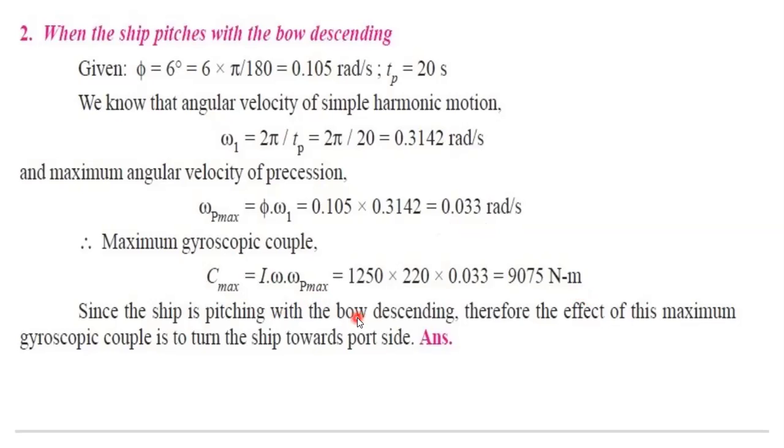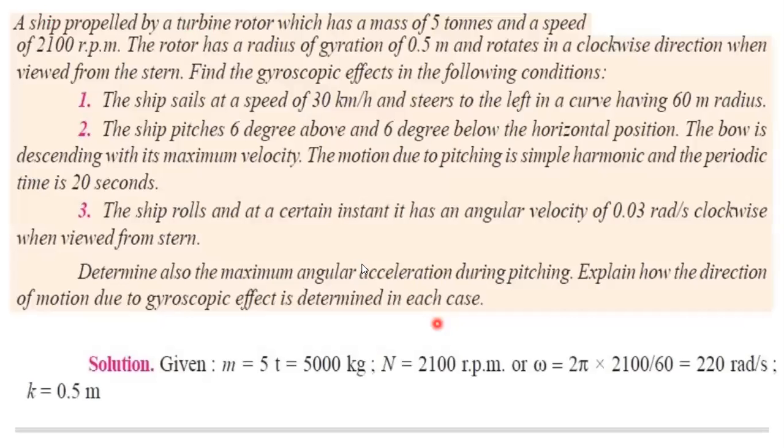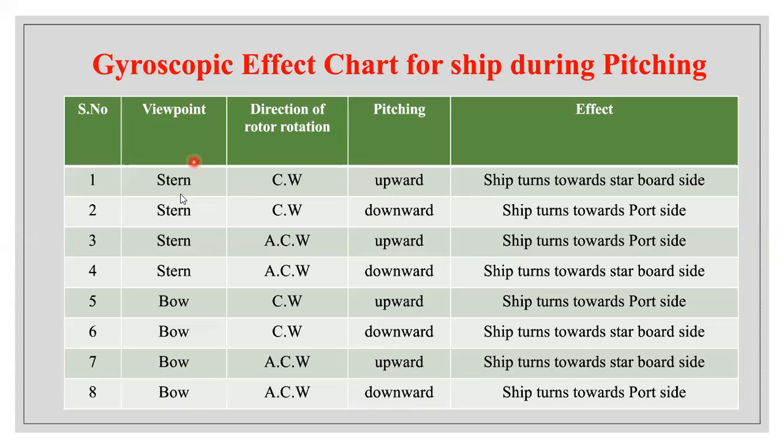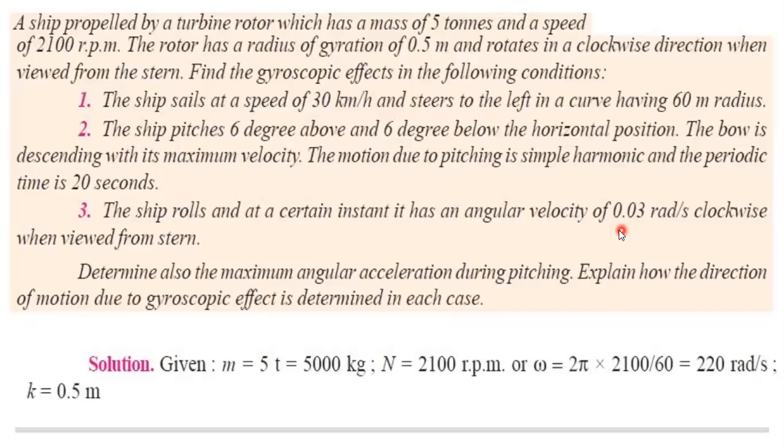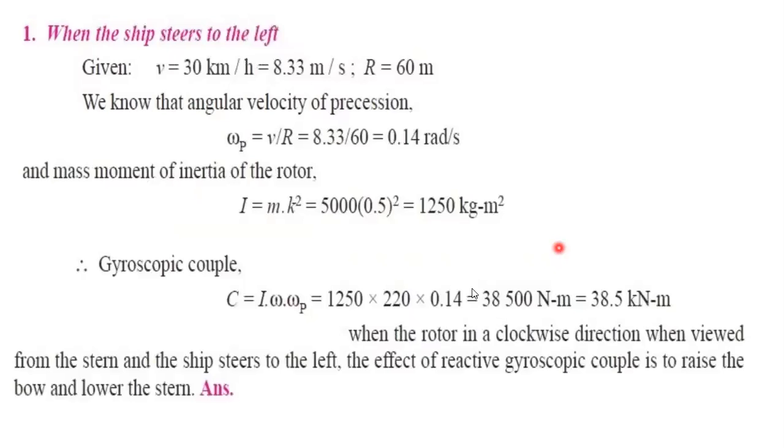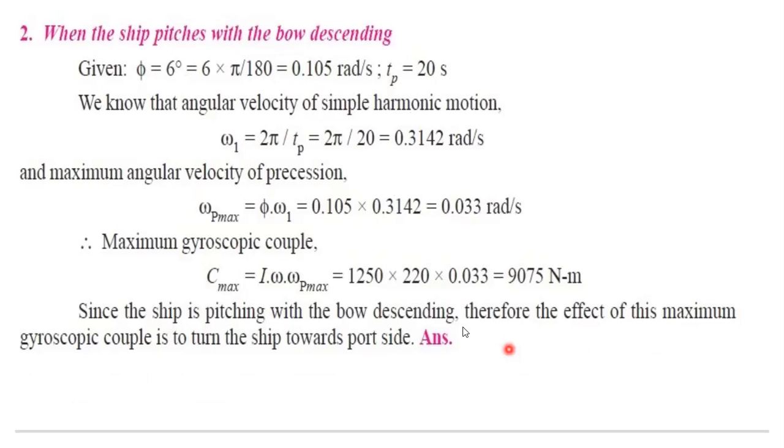Now we're going to write the effect. That is, the ship is pitching with bow descending, that is, the bow descending means the bow getting downwards. So just go back to the tableau column. We were looking from the stern point, right? So looking from the stern point, the direction of rotation is clockwise, and now it's getting downwards. So downwards means the ship turns towards the port side. Second case, so just see the effect. Therefore, the effect of the maximum gyroscopic couple is to turn the ship towards the port side. So port side is the answer.